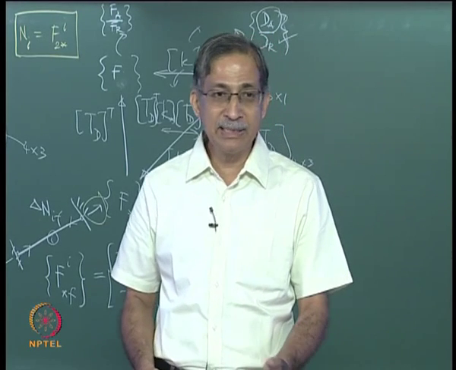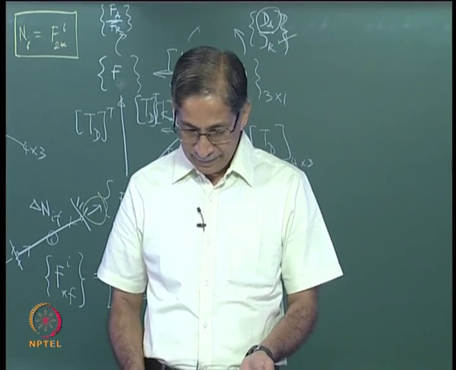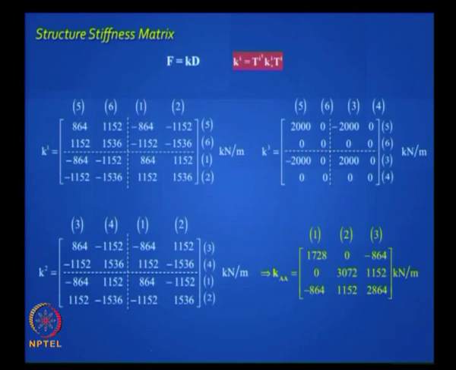You pre-multiply this with Ti transpose. You do that and you get this. Okay, you get this. From this, how do I generate my final answer? So what's the size of my structure stiffness matrix? 6 by 6, right? 3 active degrees of freedom, 3 restraint degrees of freedom.